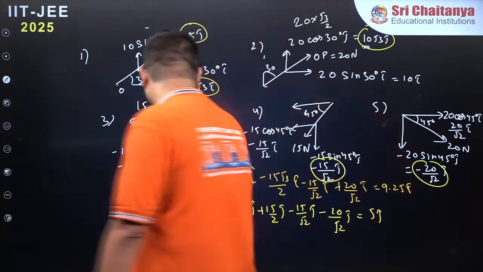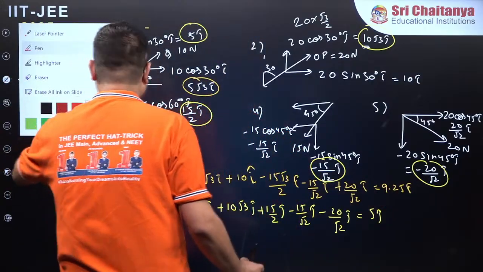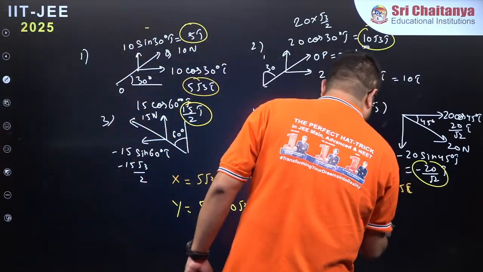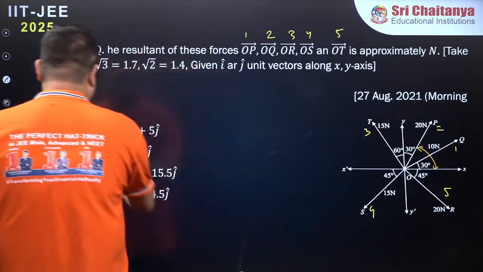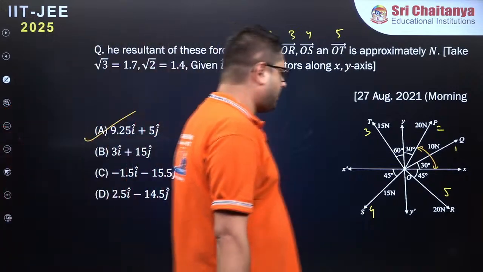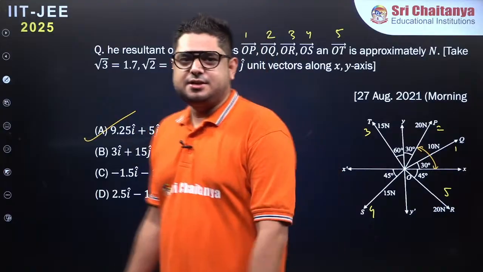Option 1, yes, correct. So now you can see that it is 9.25 i cap, I am getting it over here. So you need to solve it perfectly, isn't it? And this is going to be 5 j cap. So as a result, I will be getting option number 1 from our given list of options. So it is going to be 9.25 i cap plus 5 j cap.